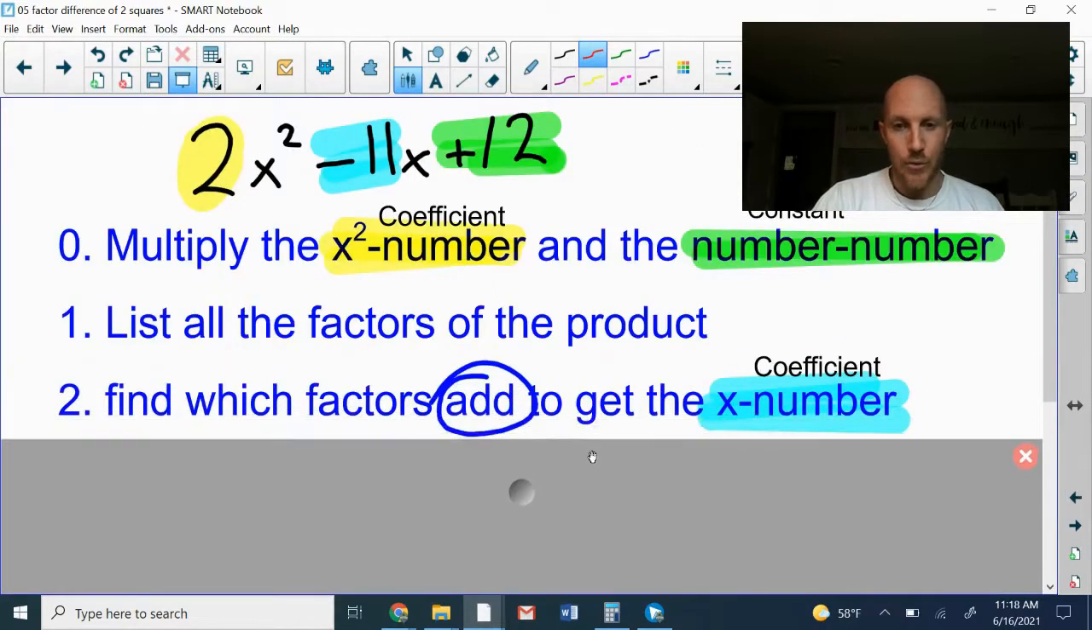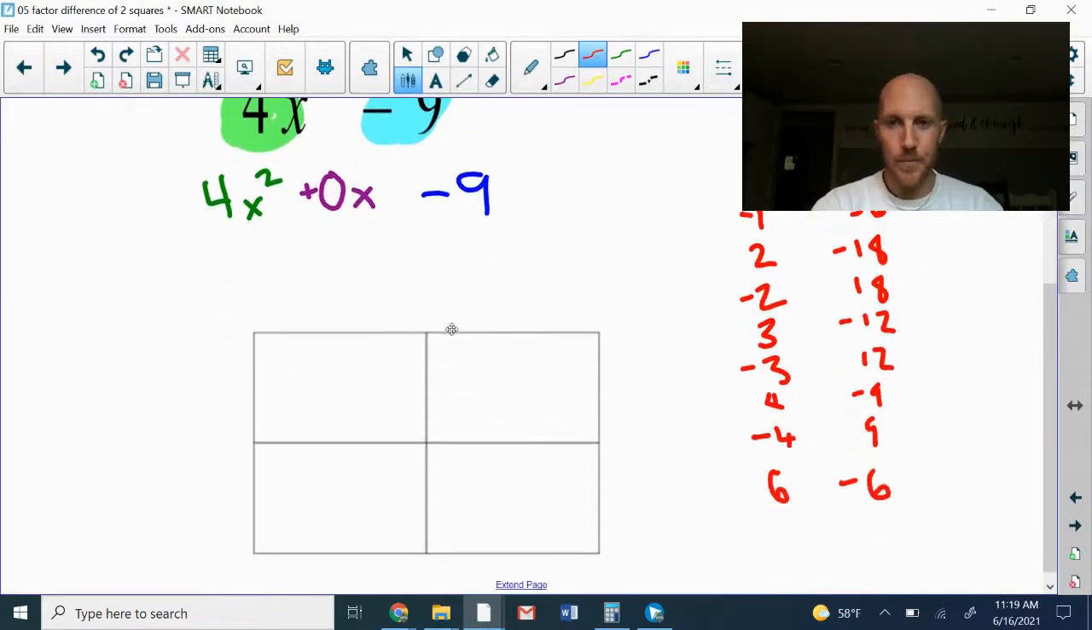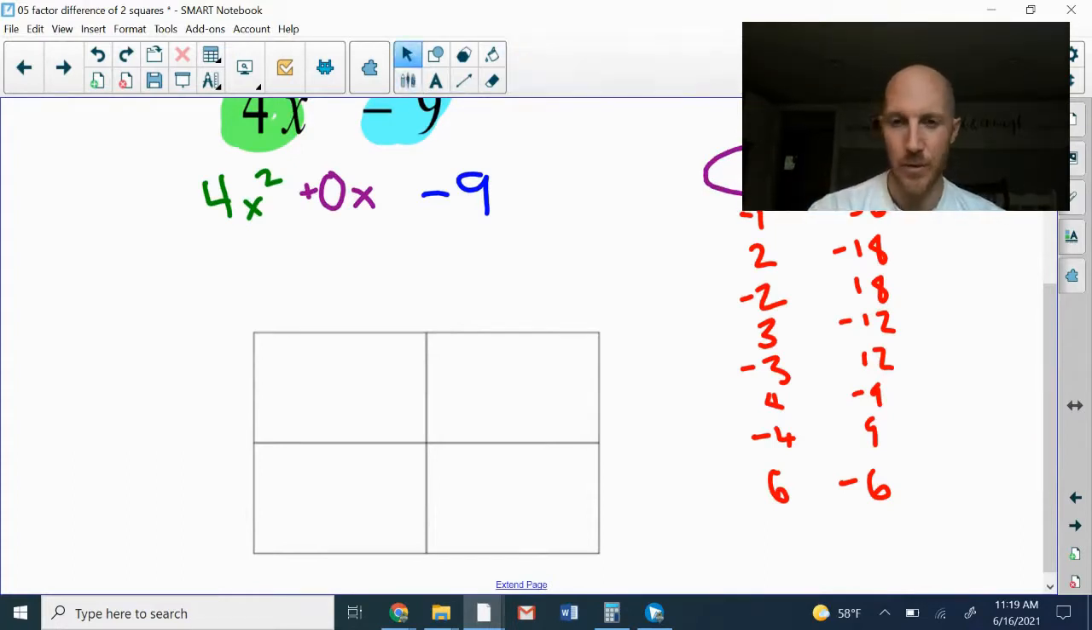Next, I'm going to go back through that list of factors, and instead of multiplying, this time add. I want to find out which of those pairs of numbers would add to get me the x coefficient. So the x coefficient, that's going to be this purple 0. So if I go through this list and add, which of these pairs of numbers would add to make 0? 1 and -36 does not add to make 0.